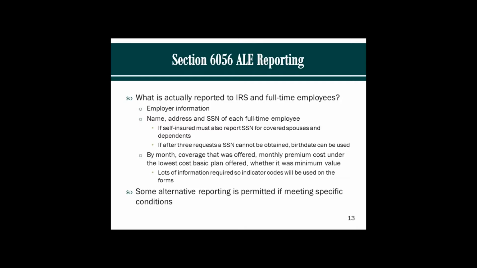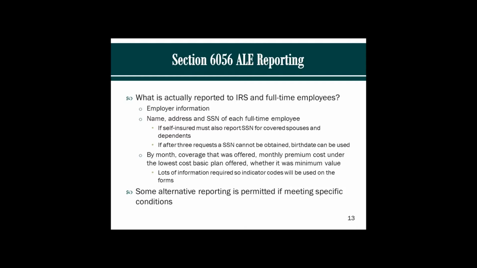So we want to know, what actually are we reporting to the IRS and full-time employees? Again, general information: the name, address, EIN, and contact telephone number for the employer, and then also for the employee, name, address, and social security number. You're going to be reporting for all 12 months in 2015 the coverage that was offered, and you're also going to be reporting the employee-only cost for the lowest base plan that you have.